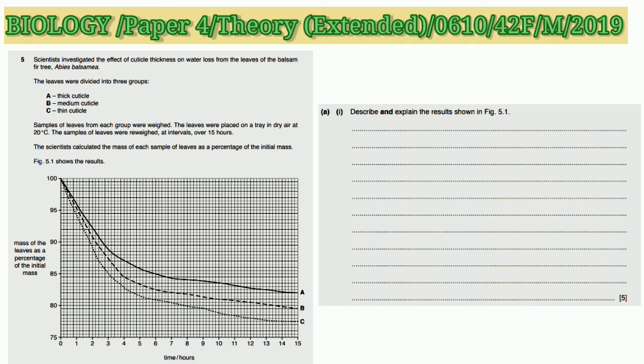We are given a graph showing time on x-axis and on y-axis mass of leaves as a percentage of the initial mass. We can observe all three leaves initially have 100% of the original mass. Initially, mass starts decreasing rapidly and then it slows down. Let us compare their final masses. A has more than 80% mass remaining, B has nearly 80, and C has less than 80% of the original mass remaining. Let us now explain the results.